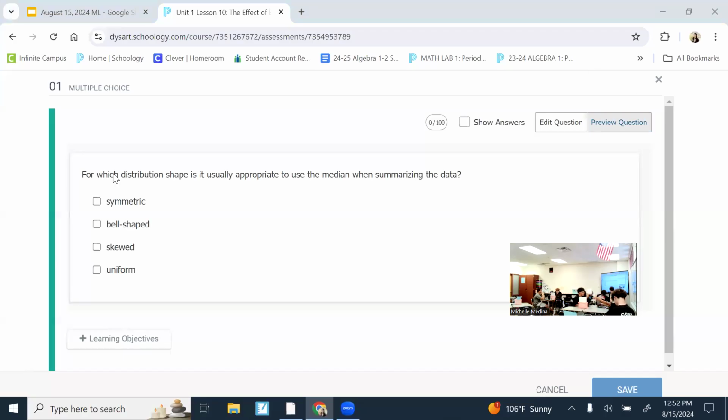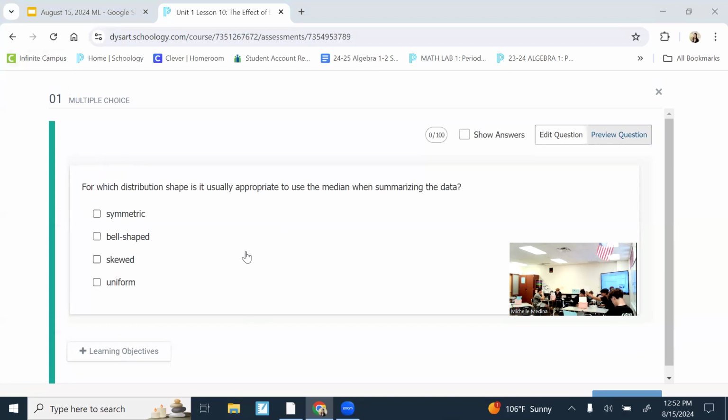Again, we are on lesson 10, number 1. We just barely touched on this today. So when might you want to use the middle number of your entire data set versus the average? Don't tell me the answer, but tell me, when might it be better to use the middle number versus the average?